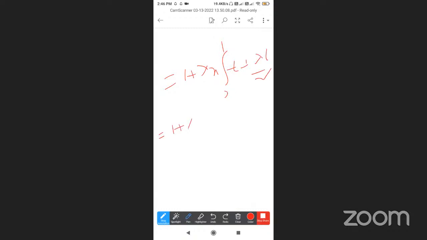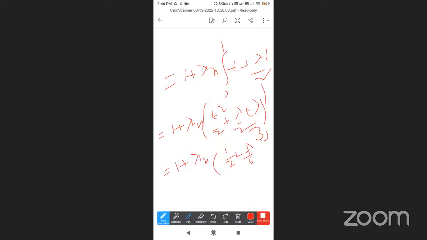So 1 plus lambda x. What is the integration? t square by 2, lambda by 2 constant, t cube by 3. So the limits are 0 to 1. This is a simplification. 1 plus lambda x is constant. 1 by 2 plus 1 by 6 is done.